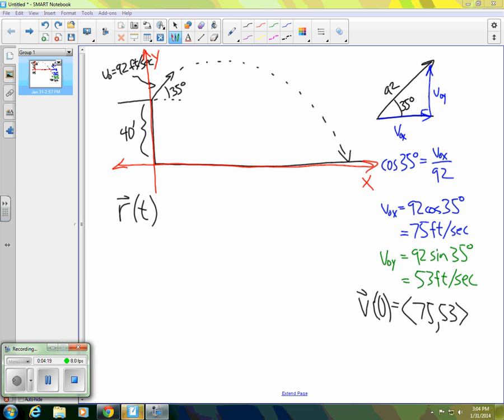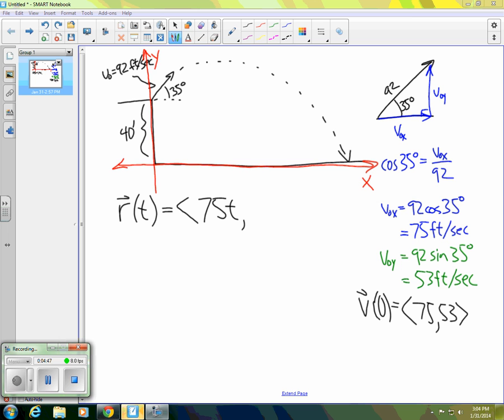What v sub 0 is showing us is that the projectile is moving horizontally at a rate of 75 feet per second, and we're going to ignore air resistance. So every second this thing is going to go 75 feet. It starts at 0 feet, so the horizontal position at any time is simply 75t.